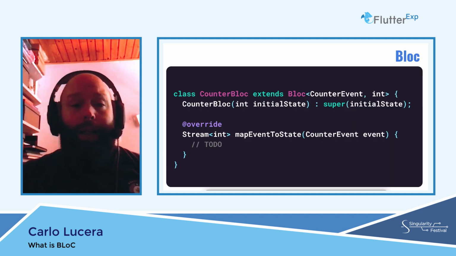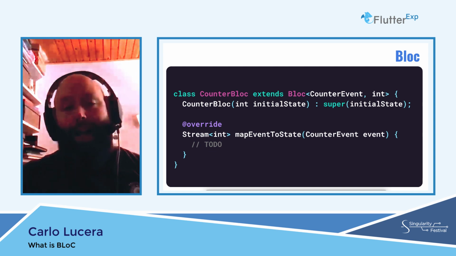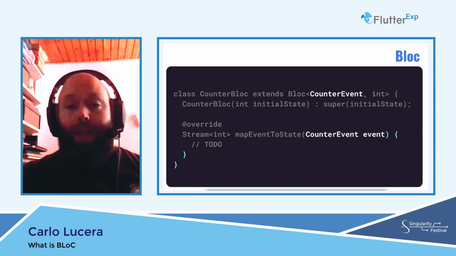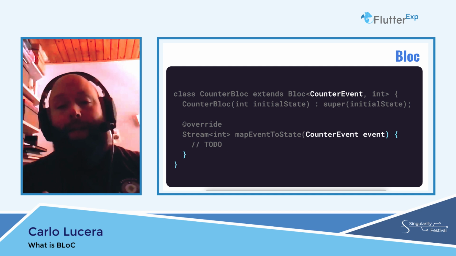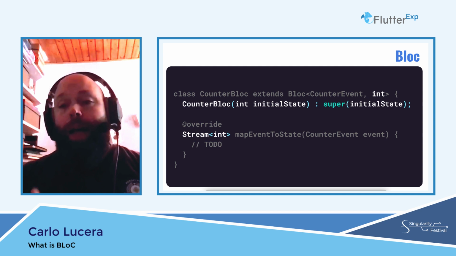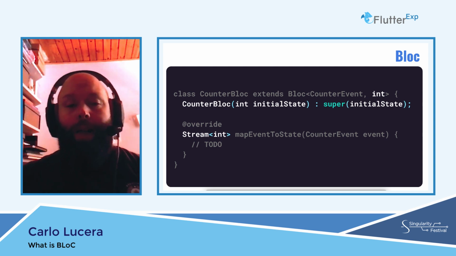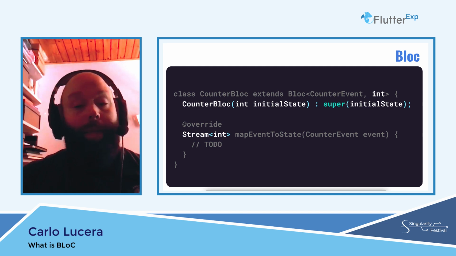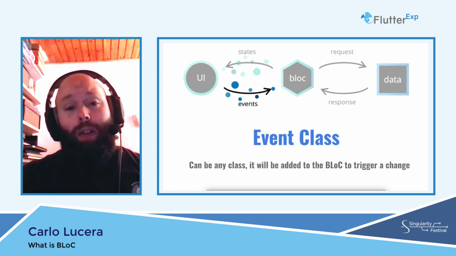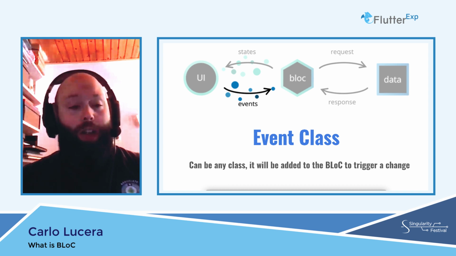As we can see, this is our counter BLoC that extends BLoC, and we have two parameters. The first is the event. Basically, we extend the generic of the BLoC to say our event will be a counter event type. This is a class that I defined. We will see that later, and it will return a stream of int, because if we need a counter, we need an integer.